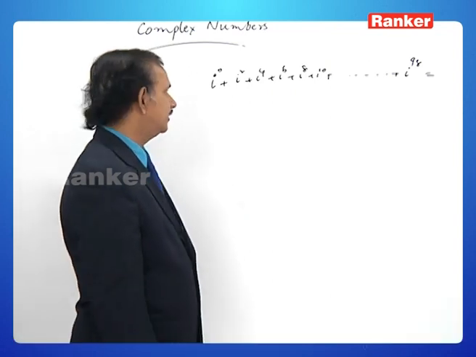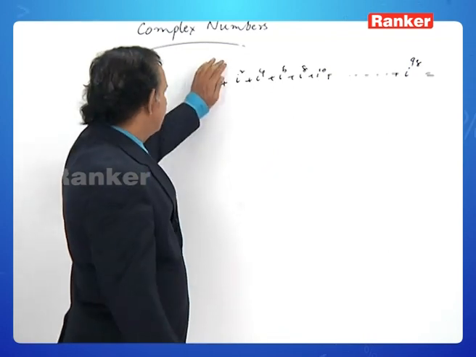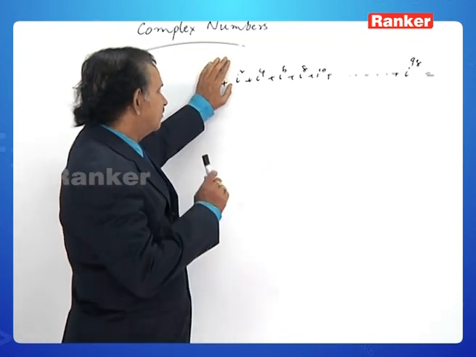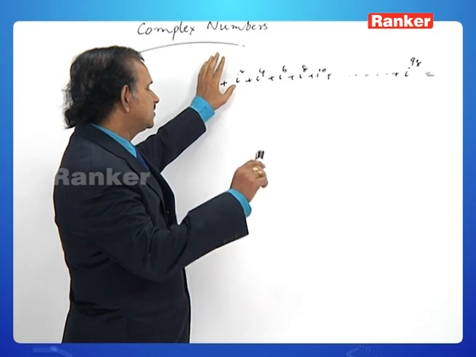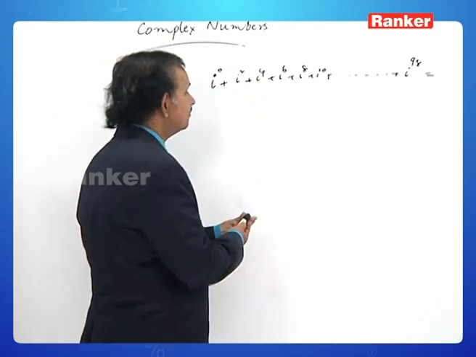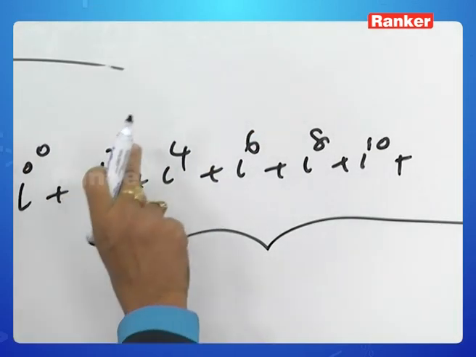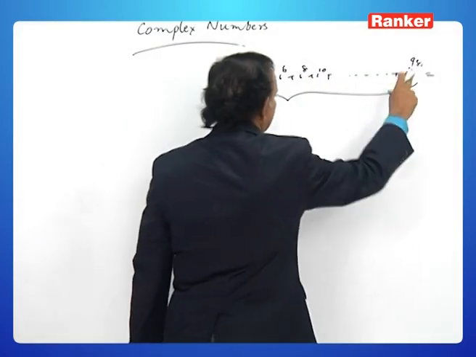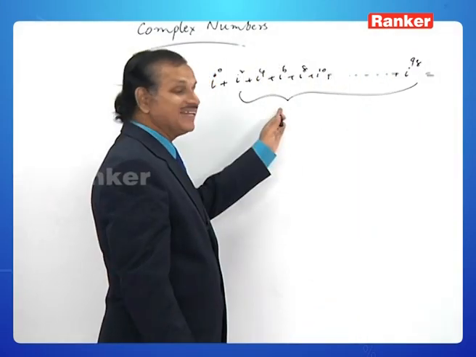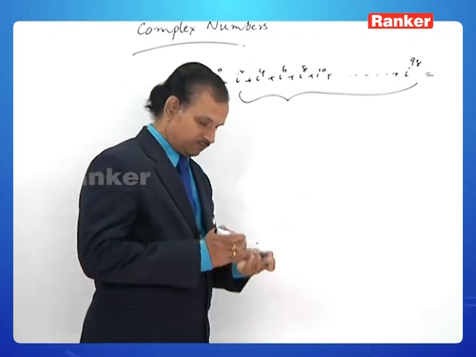How many terms are here? How can you estimate? You close this: i square, i power 4, i power 6, i power 8, i power 10 and so on, up to i power 98. How many terms are here? 2 1s, 2 2s, 2 3s, 2 4s, etc., 2 49s. So these are 49 terms, including this 50.